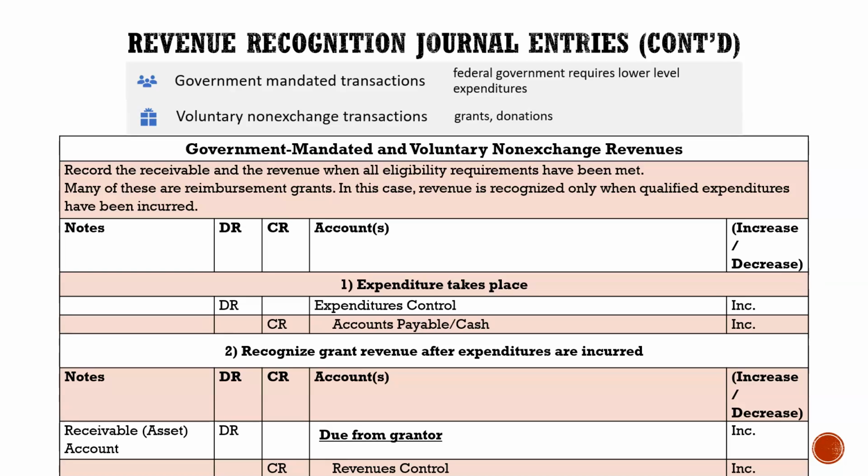It's basically an accounts receivable. Okay, so when you see due from, think a receivable. When you see due to, it's kind of like a payable, and we'll get to those later on. And then you're just simply going to credit your revenues control. This is the recognition of that revenue. You finally performed whatever criteria or requirement needed to be met in order to recognize the revenue. In this case, it was the fact that you needed to incur that expenditure. You did so. You proved it to them. Now you can recognize the revenue with a credit to revenues control. Again, a general ledger account.